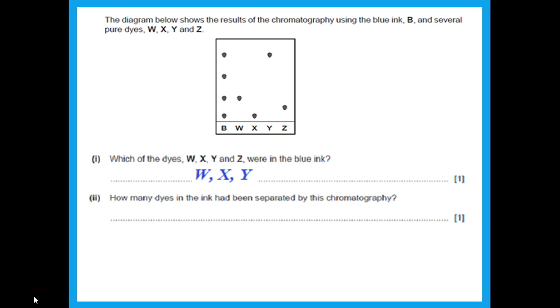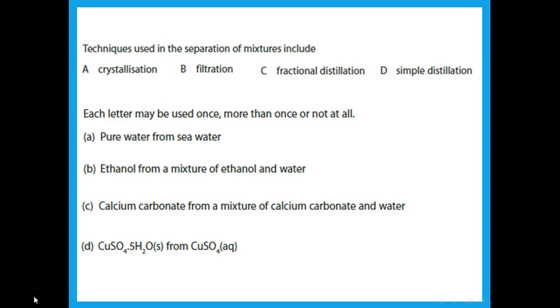How many dyes in the ink had been separated by this chromatography? Well, B. How many spots did it give? It gave 4. That means it has 4 dyes.